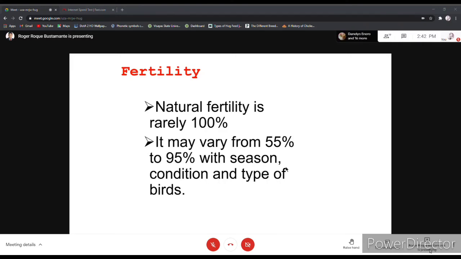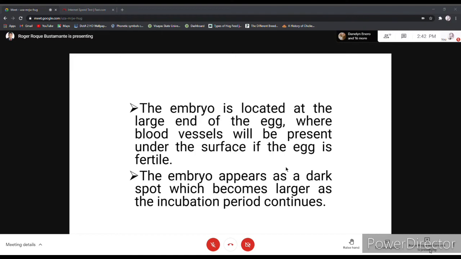So next, the embryo is located at the large end of the egg where blood vessels will be present under the surface. The embryo appears as a dark spot which becomes larger as the incubation period continues. If the embryo died after developing at the 7th day, by the 14th day it will form a blood ring, a spot at the side of the egg showing that the developing embryo has died. It did not continue.